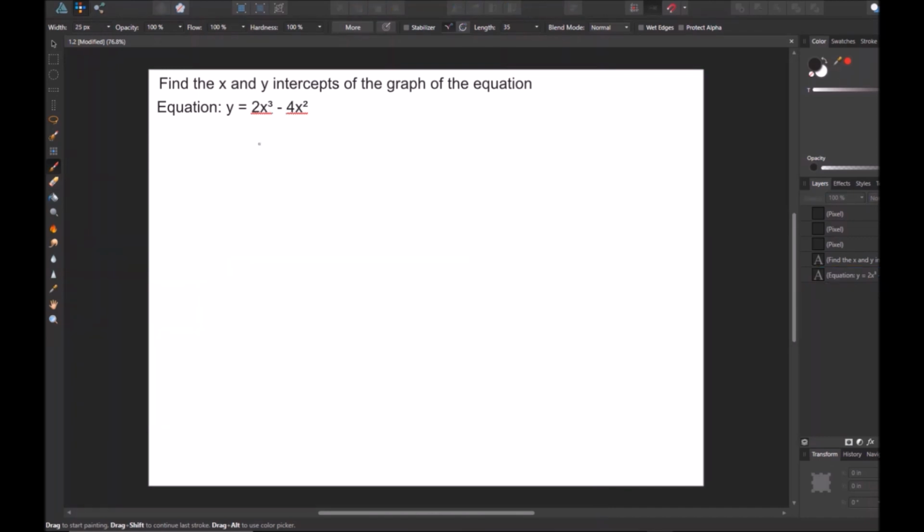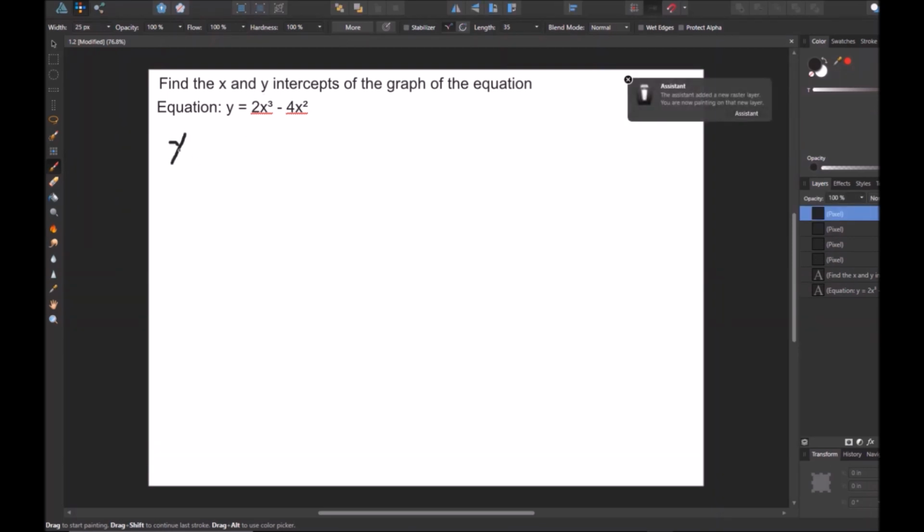Okay, so for this next equation, same exact instructions, but a different equation. So our equation now is y equals 2x cubed minus 4x squared. Again, I want you to pause the video now, try it for yourself, unpause when you're done, and we'll see how you did. So assuming you've tried this for yourself, let's see how it should be worked out.